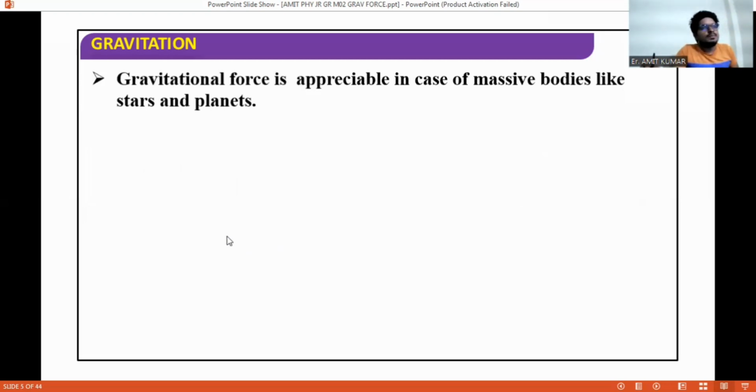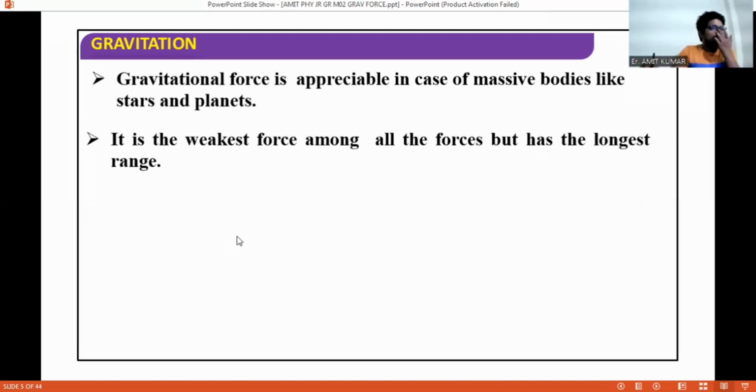So gravitational force is appreciable in the case of massive bodies like stars and planets. I already mentioned that. It is the weakest force among all the forces, but has the longest range. A very important question comes directly from this. This is a very long range force. Suppose you take Coulomb force, nuclear force, all these forces are very short range forces. But irrespective of that, gravitational force is a long range force.